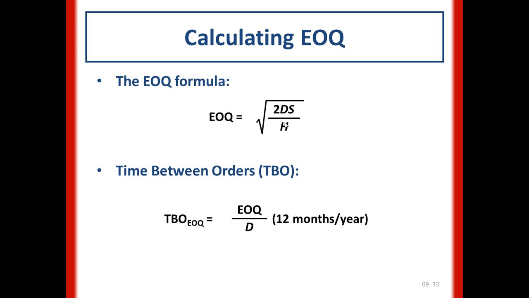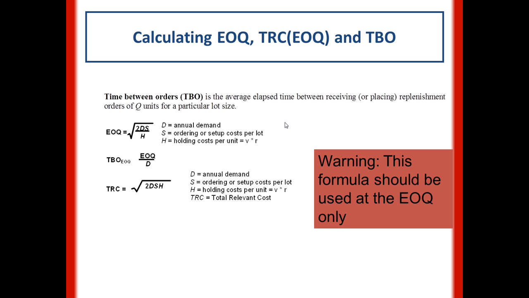If EOQ time between orders is reported on a monthly basis, you can adjust it by multiplying by 12 months per year. At EOQ, we can also calculate the total cost by using one formula, square root of 2DSH.